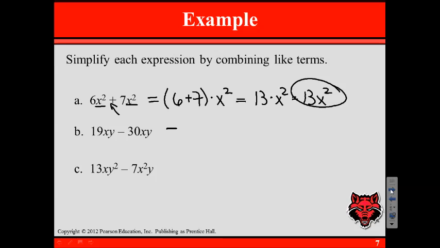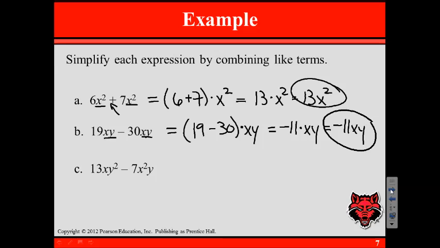Let's try the next example. 19xy minus 30xy. We have the same variables, the same exponents, so we do have like terms, therefore we can combine the coefficients. 19 minus 30, we use the operation from the original problem. We're going to multiply by the common variable. 19 minus 30 is negative 11. Negative 11 times xy is negative 11xy.